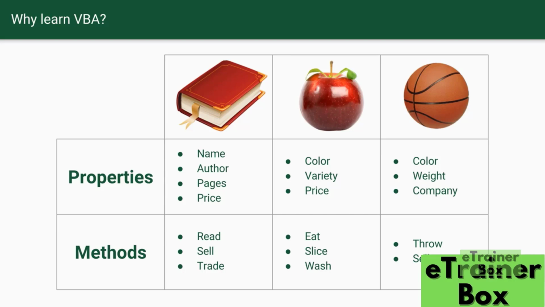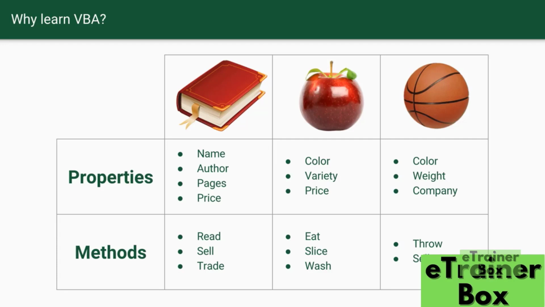Finally, with a basketball, some of the properties I can think of on a basketball, it has a color, orange, it has a weight, 3 pounds, and it has a company that makes it. Some of the things we can do with a basketball, some methods, we can throw a basketball and we can sell a basketball. An important thing to notice here is that different objects can share the same properties.